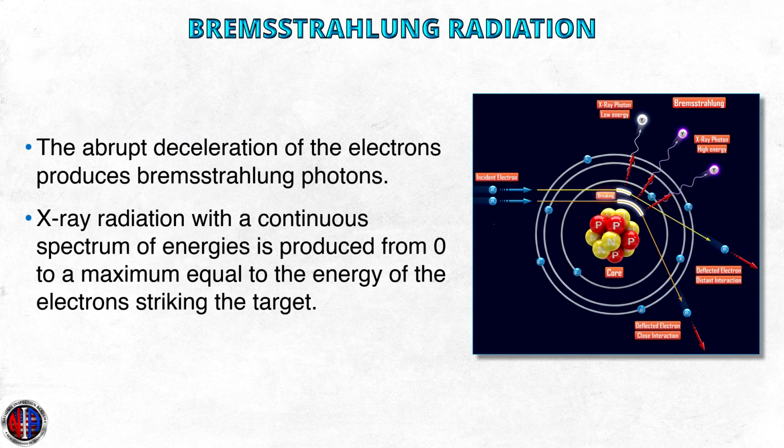Bremsstrahlung radiation. X-ray tube heads produce X-ray photons by accelerating a stream of electrons and colliding them into a tungsten target. The abrupt deceleration, where the electrons may stop, slow, or change direction, produces Bremsstrahlung photons. X-ray radiation with a continuous spectrum of energies is produced from 0 to a maximum equal to the energy of the electrons striking the target.